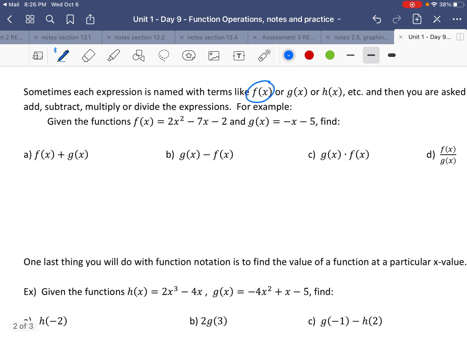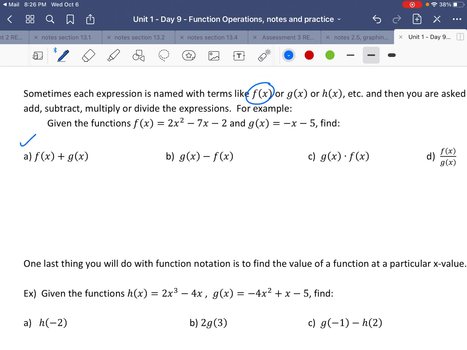All right, so when somebody tells you this, f of x plus g of x, it literally means to take f of x and write it down, and then plus g of x, and just fill them in. So here's f of x, 2x squared minus 7x minus 2, and then g of x is negative x minus 5. So you just replace it.